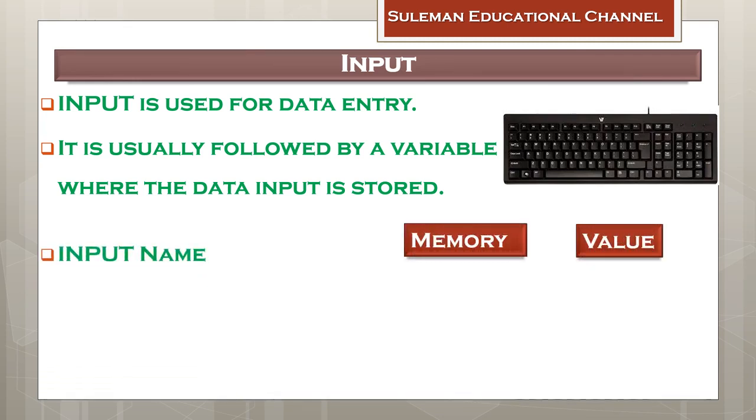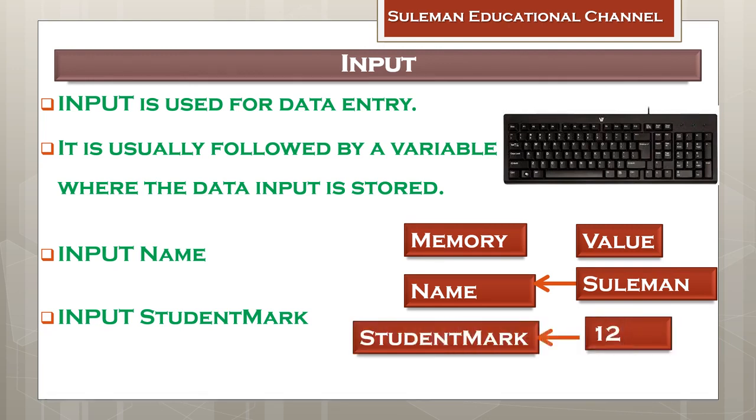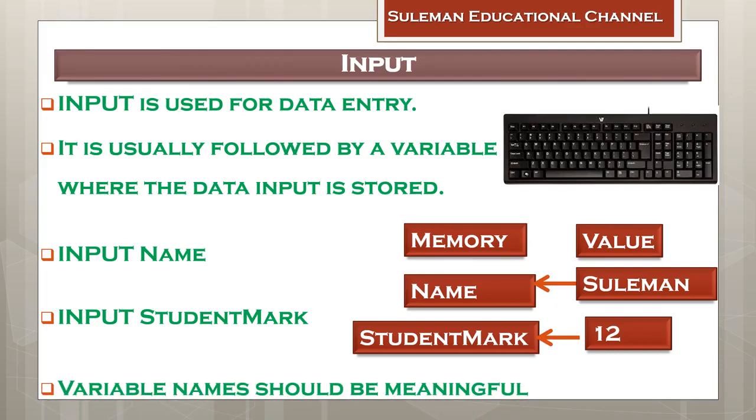It means that whatever data entry is done, it will be saved in the memory with the variable named as name. Let's look at another example. Input student mark. Student mark is the variable and input is used. It means that whatever data entry is done, it will be saved in the memory with a variable named as student mark. Keep in mind that the variable name must be meaningful. Name and student mark clearly show what purpose the variable is used for.